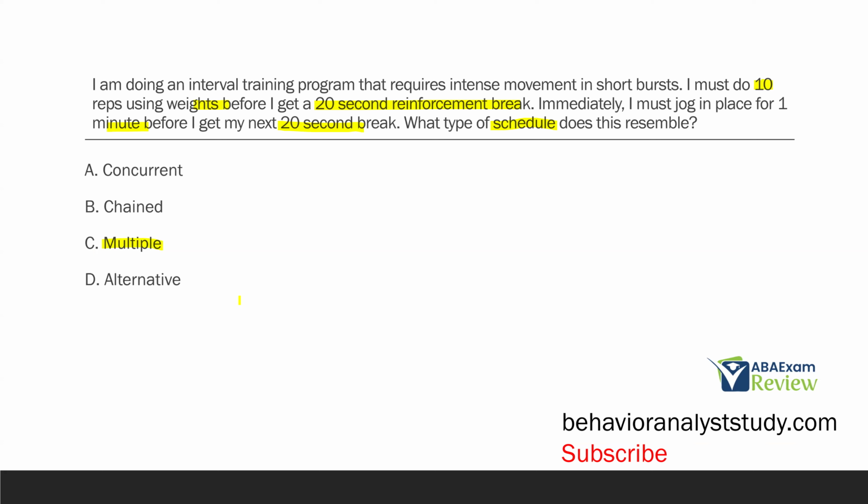And then what is alternative? Alternative is when you have a variable schedule and a ratio schedule, and you must complete either one of those. So you can complete the variable schedule or you can complete the ratio schedule to earn the reinforcement. Again, that's not what's happening here. We have discrete schedules for the weights. We have a discrete schedule for the jogging. Each one produces reinforcement. They're alternate, or they're going back and forth, right? They're changing. Once you complete one, you go into the other one. So the type of schedule this resembles is going to be C, multiple.